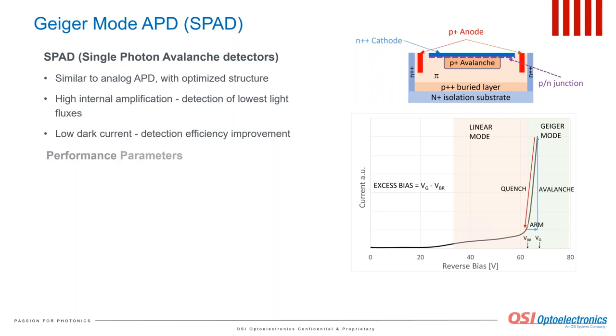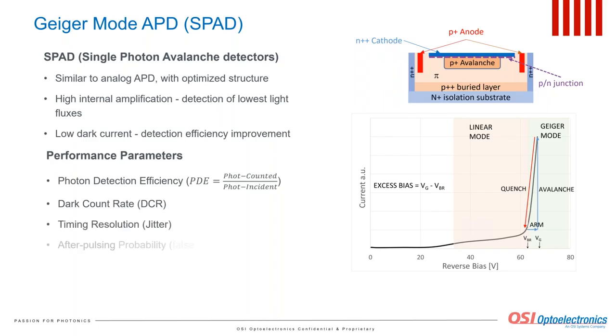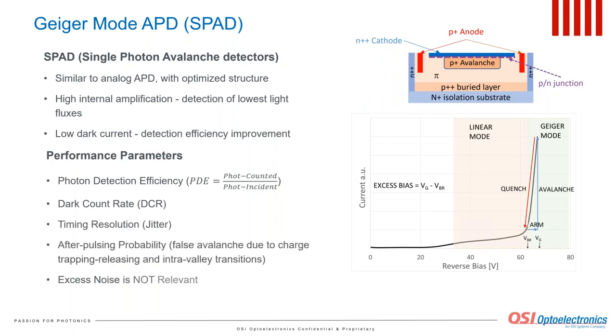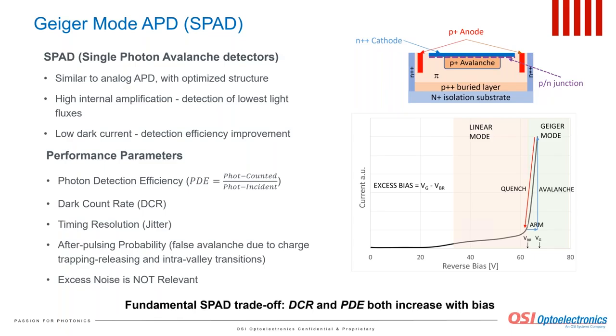The main performance parameters relevant for Geiger mode APDs are photon detection efficiency, dark current rate, timing resolution, and afterpulsing probability, which is a false avalanche due to charge trapping releasing, carrier tunneling, and intravalley optical transitions. The excess noise factor is not relevant for Geiger mode APDs. And note also that the photon detection efficiency increases with the excess bias voltage, and the fundamental trade-off is that dark current rate and photon detection efficiency both increase with bias.